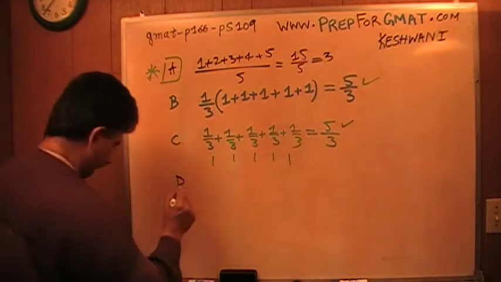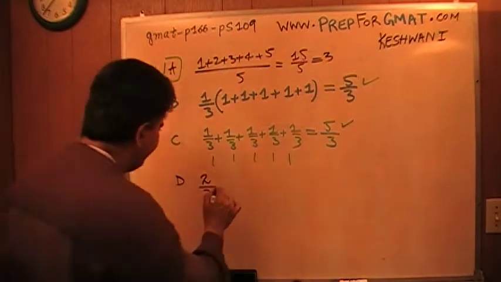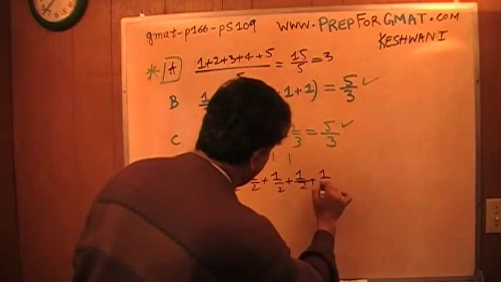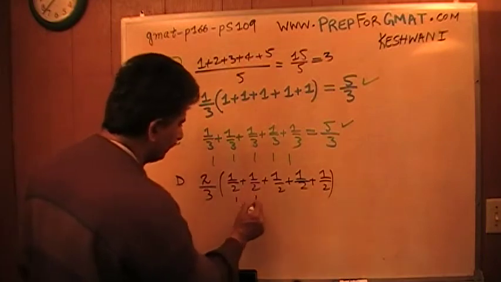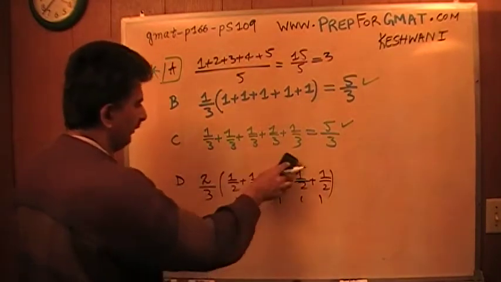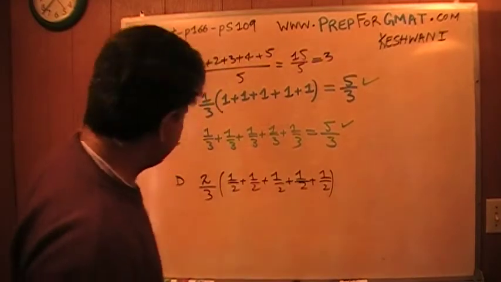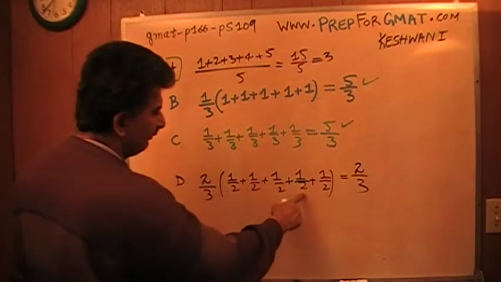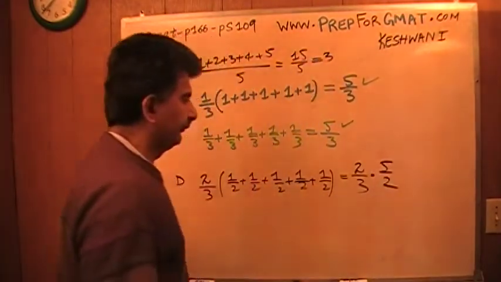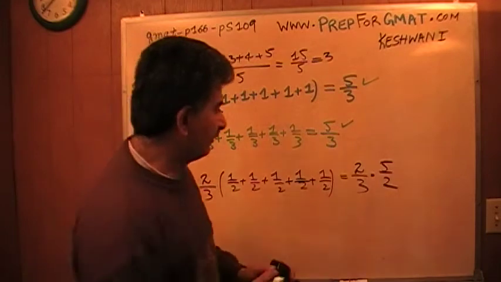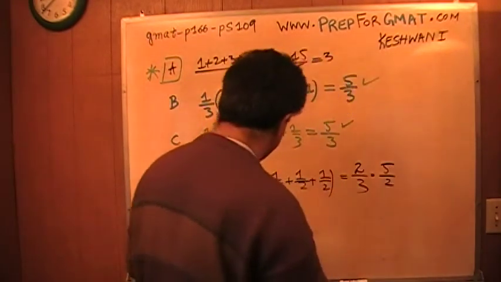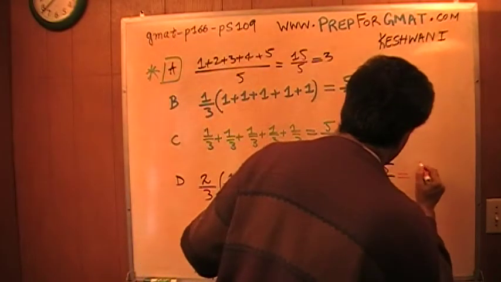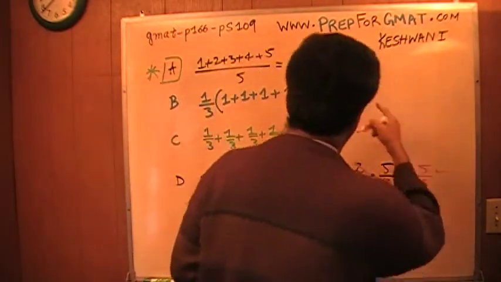Let's look at D quickly. D says 2/3 times 1/2 plus 1/2 plus 1/2 plus 1/2 plus 1/2. There are 5 of them. 1, 2, 3, 4, 5. So this boils down to 2/3 times 5/2. If I simplify it, the 2 cancels out and we end up with 5/3, same as the other three.